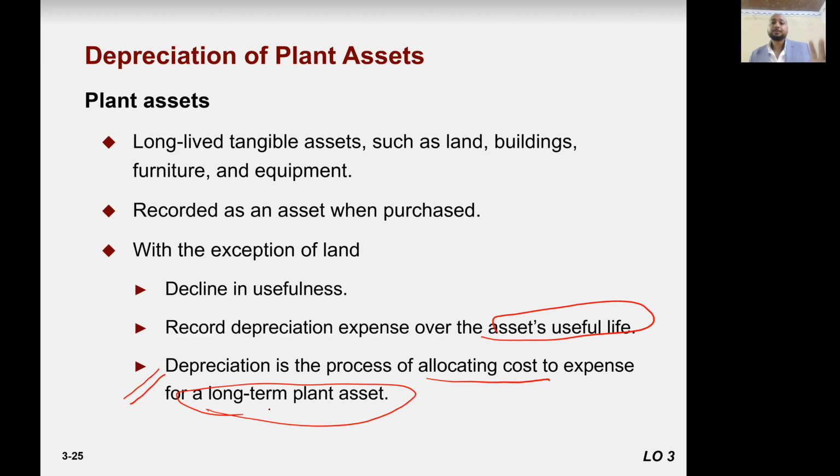Whatever we purchase for business, that is our expense. But this plant asset is long-lived. We purchase it for a number of years, right? So we divide its cost over the number of years. So every year, some portion of the cost of the asset will go to the income statement.